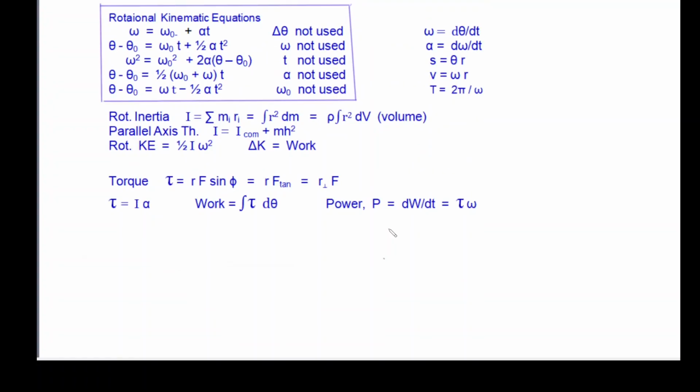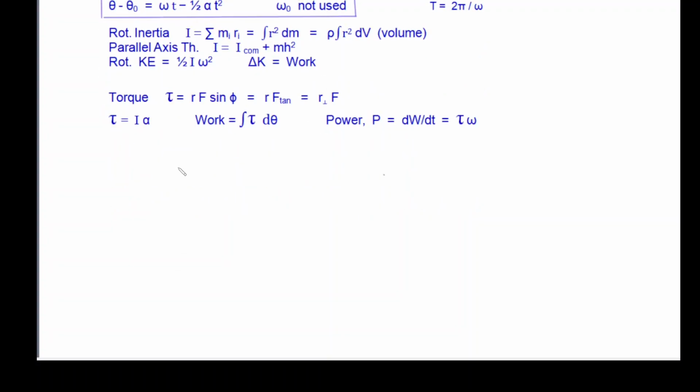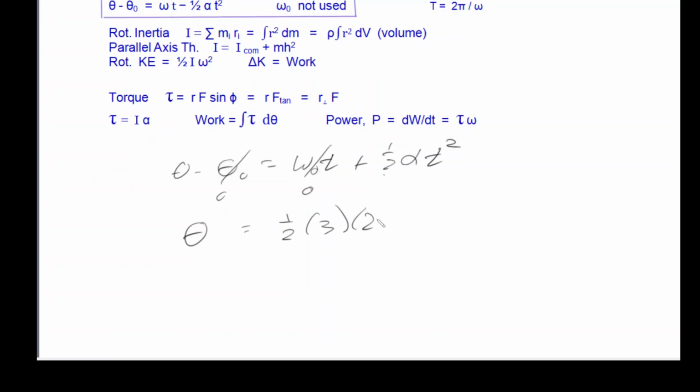Well, if we go over our rotational kinematic equations, we find the best equation to use for part A would be theta minus theta 0 equals omega 0 t plus 1/2 alpha t squared. Omega 0 is 0 and theta 0 is 0, because point A is at rest at the beginning, and we get theta equal to 1/2 times 3 times 2 squared, or theta is equal to 6 radians. That's how far point A moves.